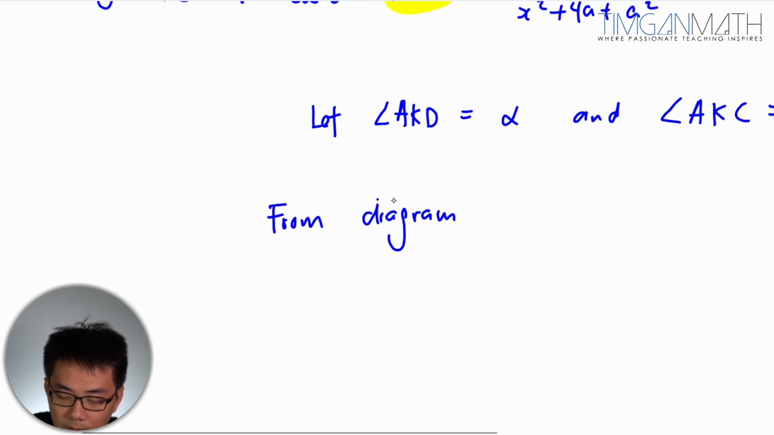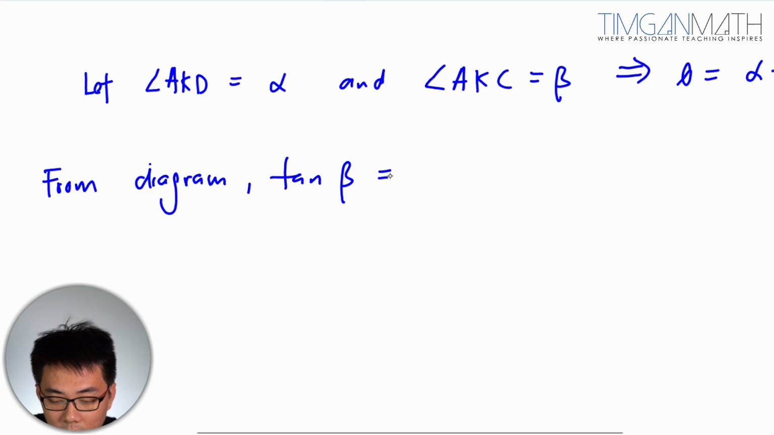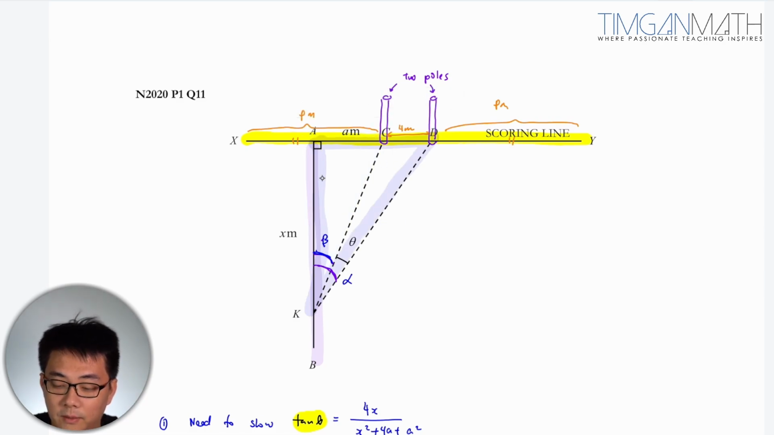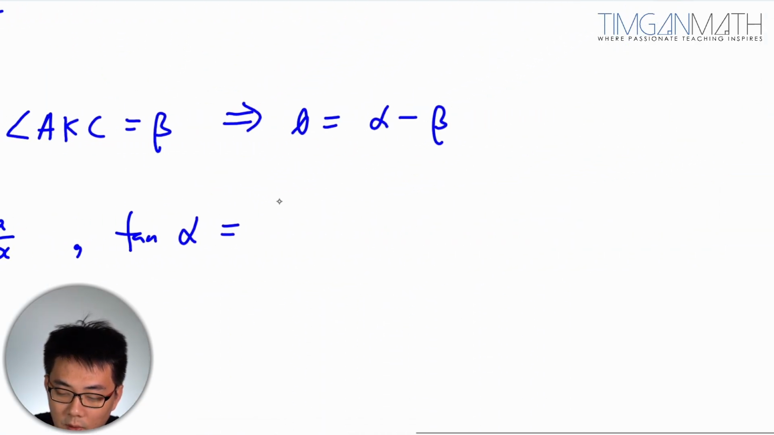Okay, we know that tangent beta is actually A over X, because in this right-angled triangle, tangent is opposite over adjacent. Then tangent alpha: we look at the triangle which involves alpha, which is this one here. Alpha is this whole thing here, so we have 4 plus A, and this is 4 plus A over X.